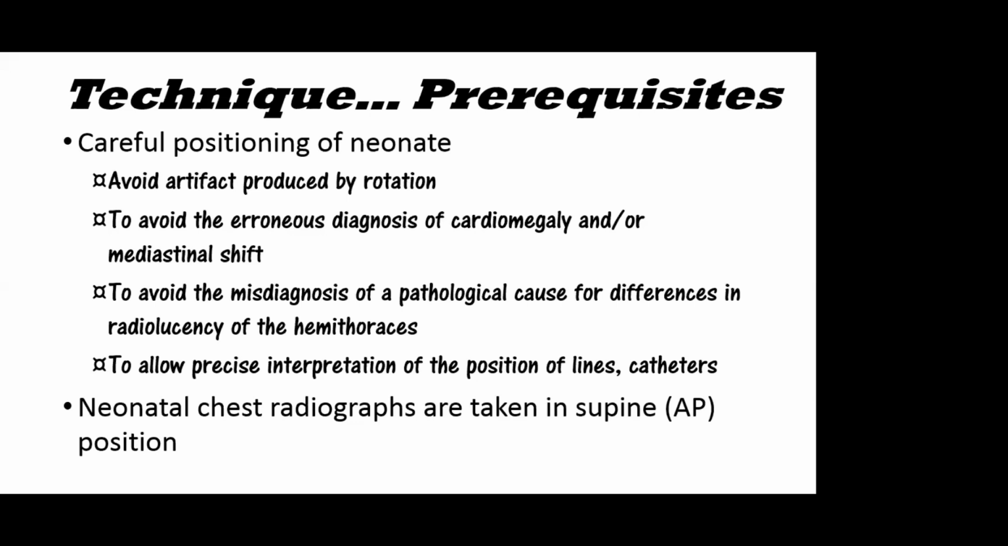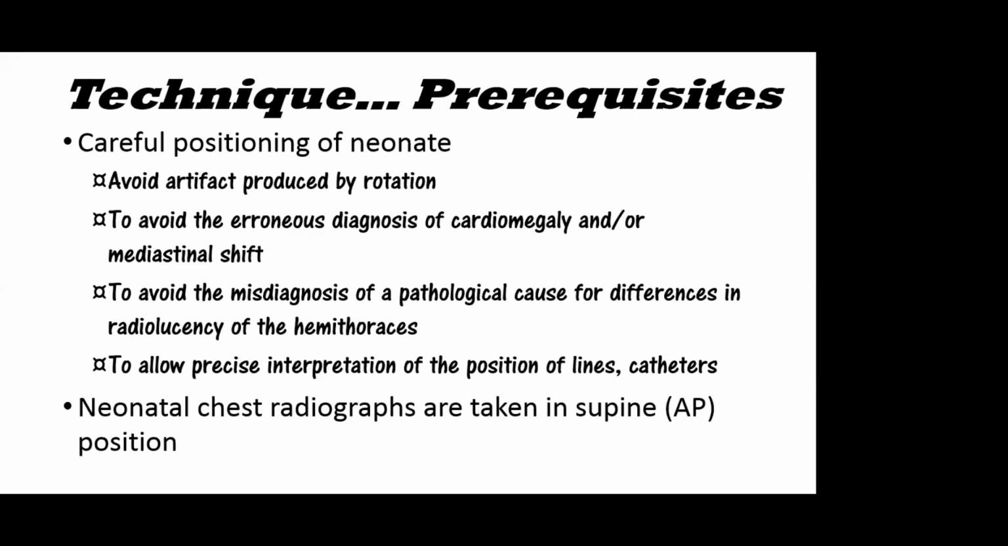And second thing, you avoid artifacts which are produced by rotation. We'll see how the rotation affects the X-ray. And simultaneously, to avoid the erroneous diagnosis of cardiomegaly and a mediastinal shift. So if the baby is rotated, if the heart comes closer to the X-ray beam, you will see that the heart is unusually enlarged, and you sometimes feel that the mediastinum has shifted.